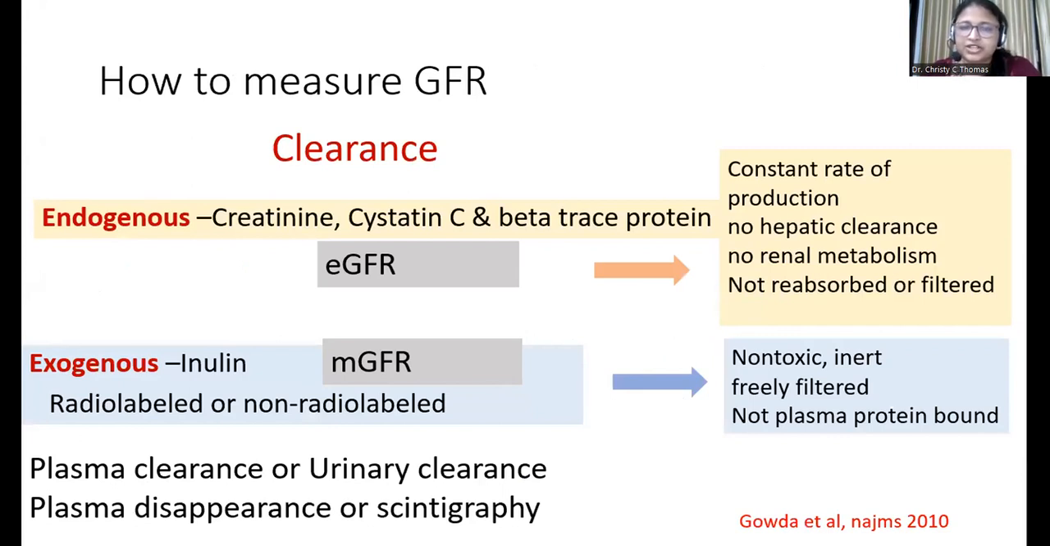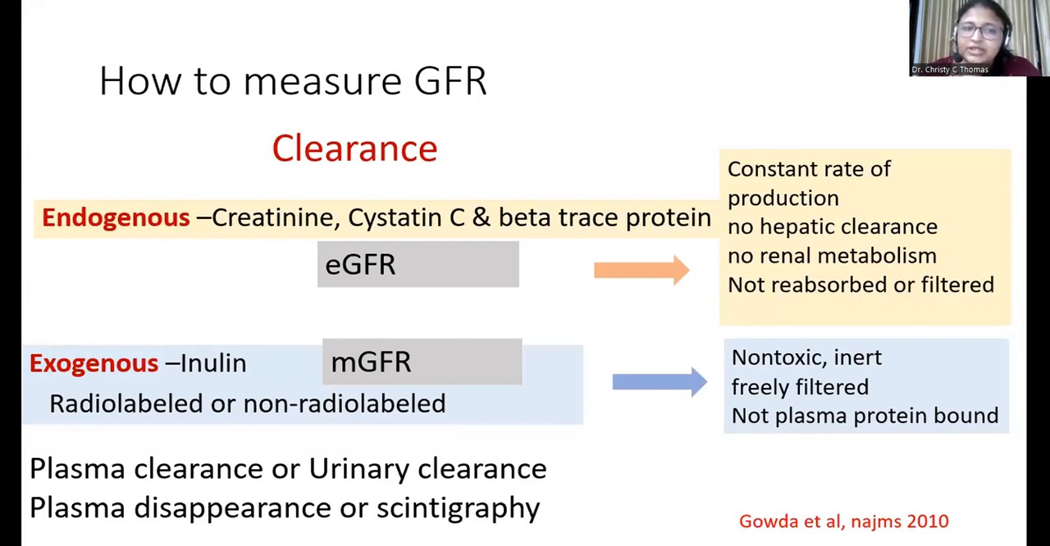As Dr. Sudarshan has described GFR clearance in his applied physiology class, clearance is the volume of the plasma cleared of a substance in unit time. Suppose you have a steady state and in balance. If we have a particular molecule with constant rate of production, no hepatic clearance, no renal metabolism, something which is not reabsorbed or filtered, the clearance of that substance can give us glomerular filtration rate. And the blood level of that substance will be inversely related to the glomerular filtration rate.